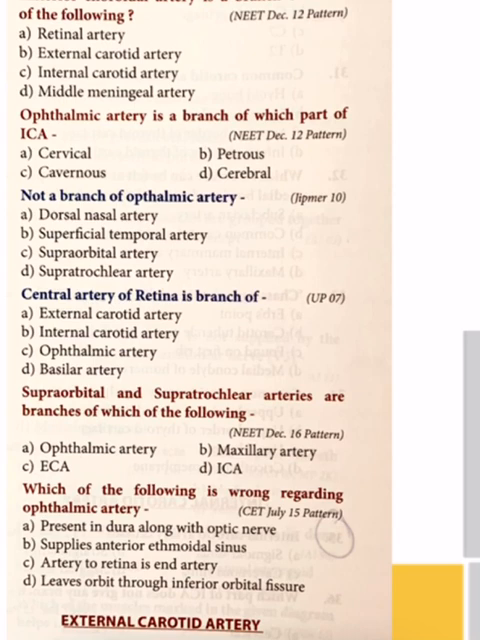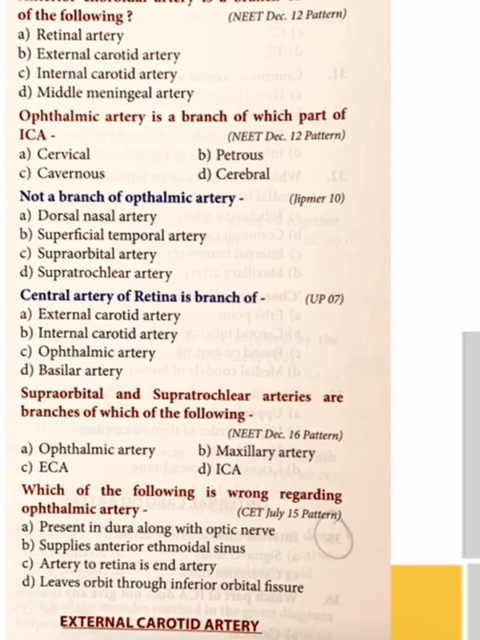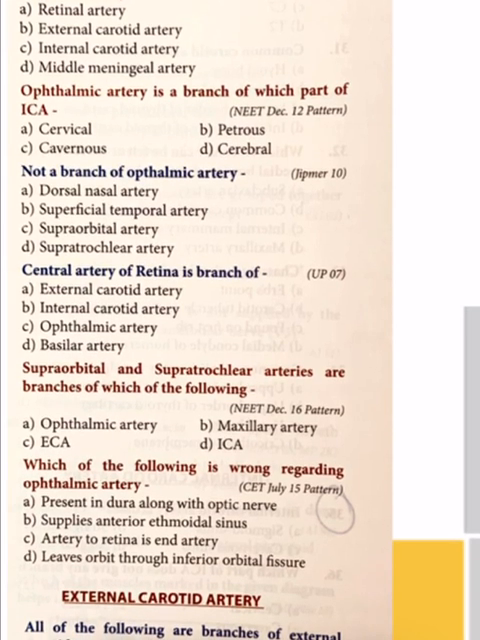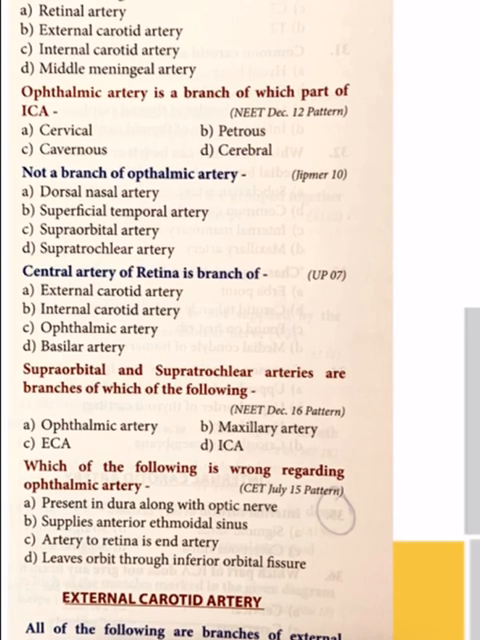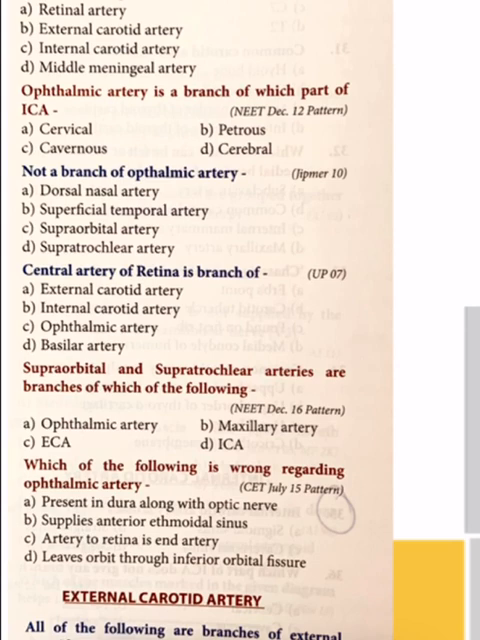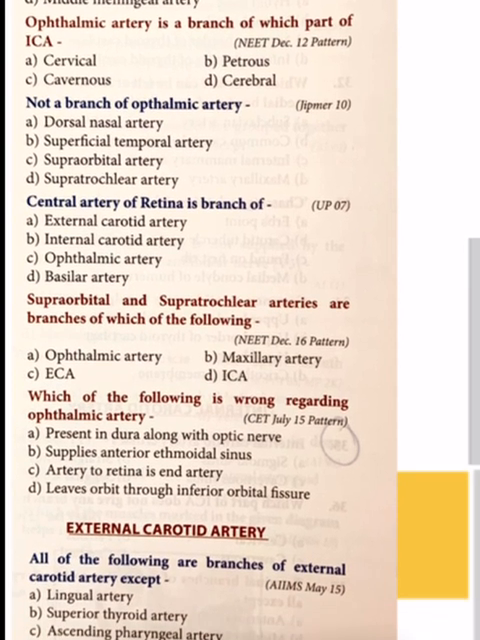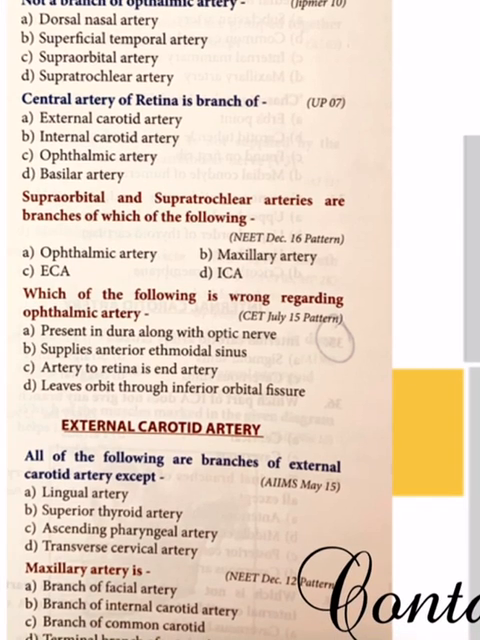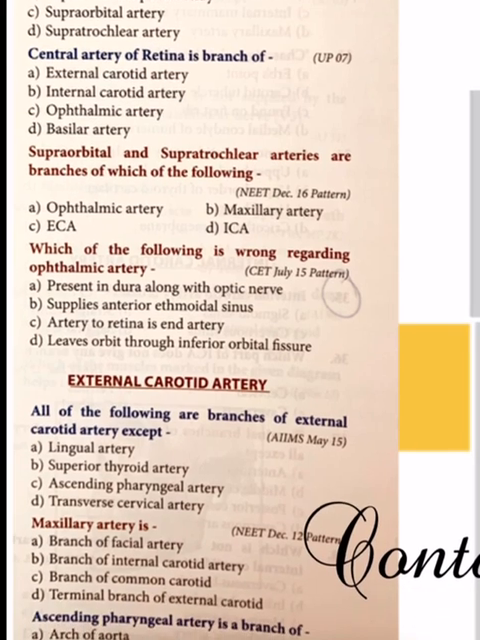But here the answer is your superficial temporal artery. Superficial temporal artery is not a branch of the ophthalmic artery. It is a branch of ECA, one of its terminal branches. Then central artery of retina is a branch of ophthalmic artery, correct? I really want you guys to go into detail and learn about all the branches of the ophthalmic artery. Then the next question is, supraorbital and supratrochlear arteries are branches of, this one is really easy, the ophthalmic artery, correct?